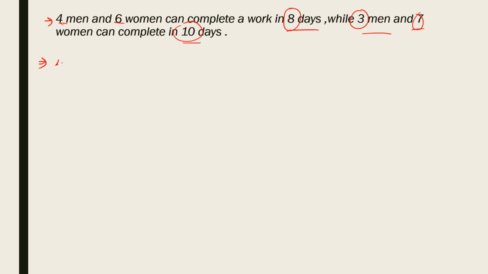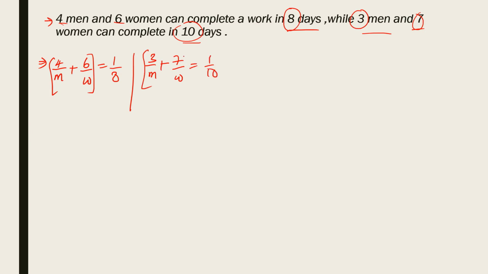So 4 by M plus 6 by W, that is 4 men and 6 women, can complete the work in 8 days. So they will be completing 1 by 8th part of the work in 1 day. And 3 men plus 7 women can complete it in 10 days. So 3 men and 7 women together will be completing 1 by 10th of the work in 1 day.